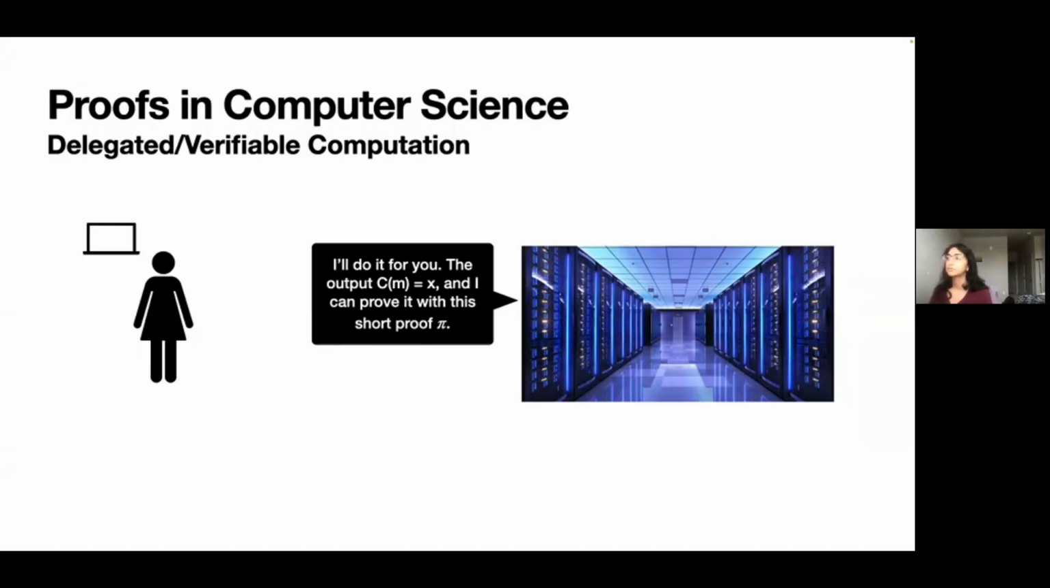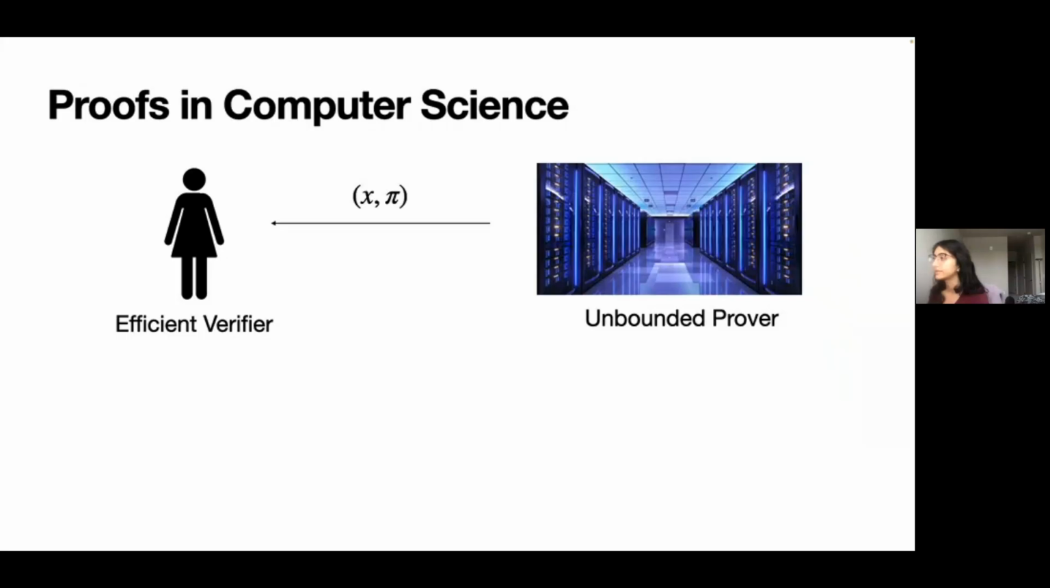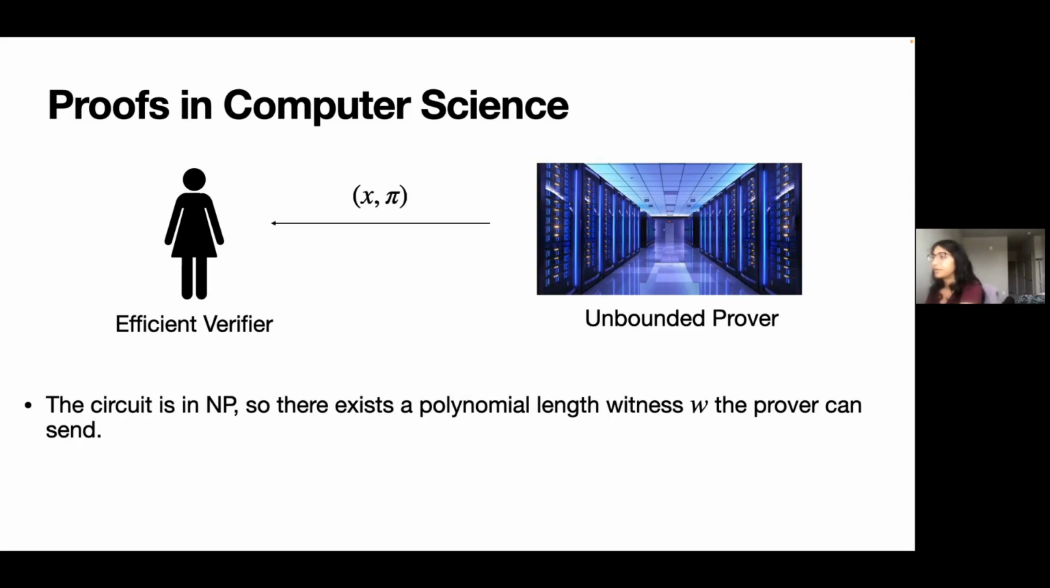Of course, we want the server to actually compute the circuit C, so something that would be helpful is for the server to also provide the client with a short proof that it actually computed C. Here, this short proof that the server is going to provide is the string pi. You can think about the setting where you have an efficient verifier and a potentially unbounded prover that can compute circuits that this efficient verifier doesn't have the computational power to compute. And so the unbounded prover is just going to send over the proof pi that it computed this circuit C, where the output is X.